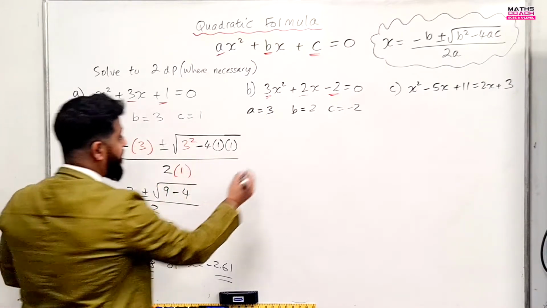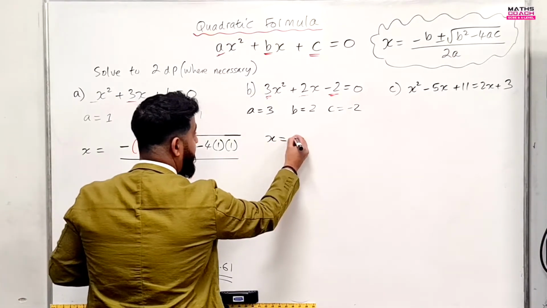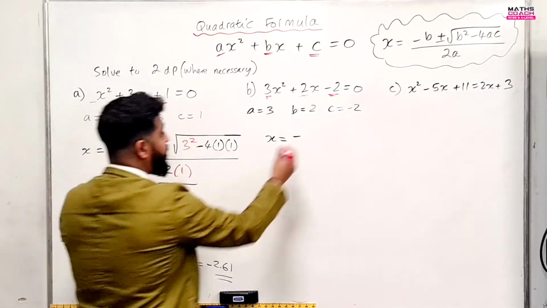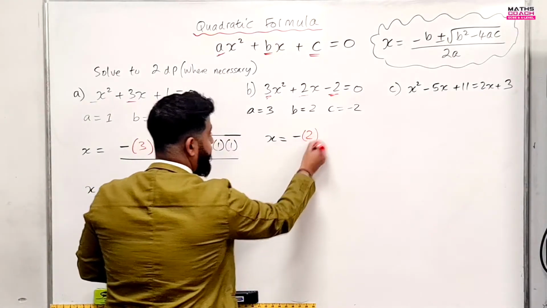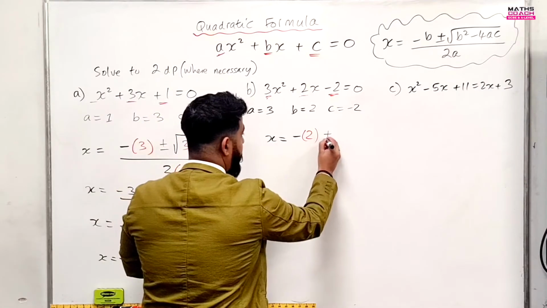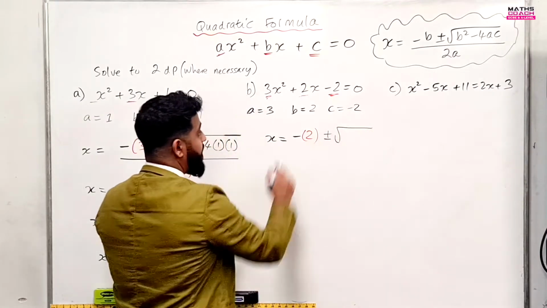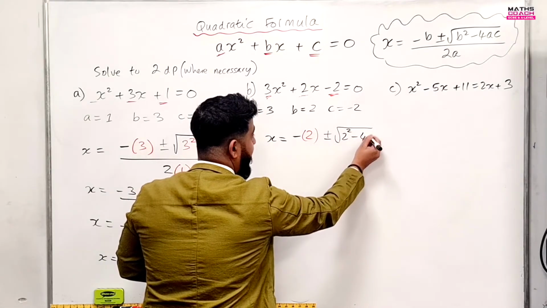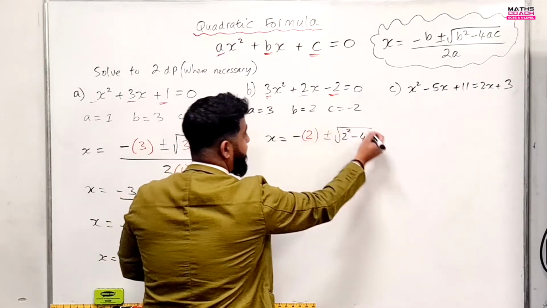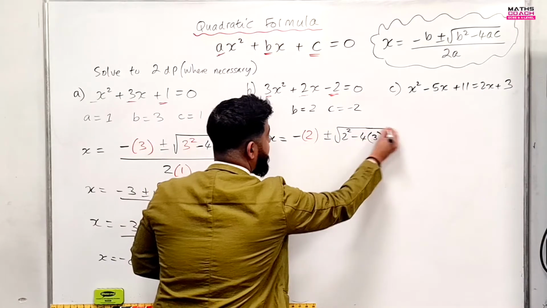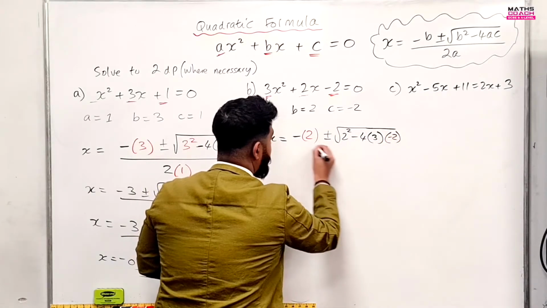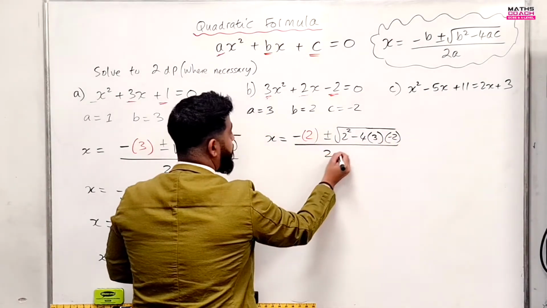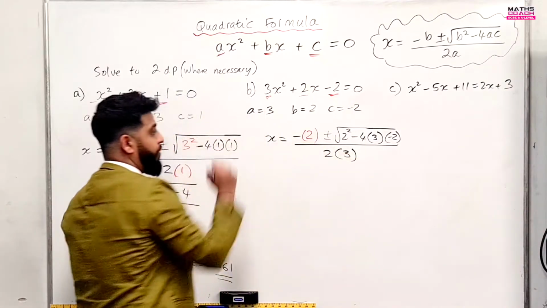Now, step number 2, which is to substitute into your quadratic formula. All right? So once again, x is equal to minus b. Now, b is 2. So I could put it into a bracket like that. Plus or minus square root. And we have b squared. So 2 squared minus 4 times a times c. So a is 3 and c is a negative number, minus 2. That's all over 2 times a, which is 3.